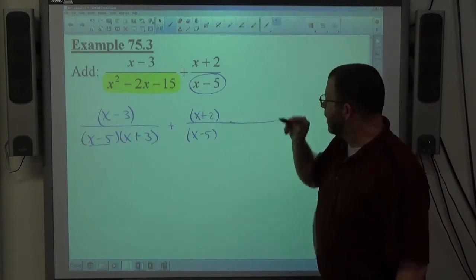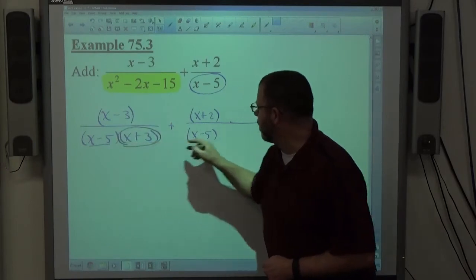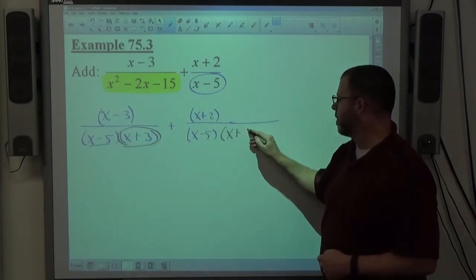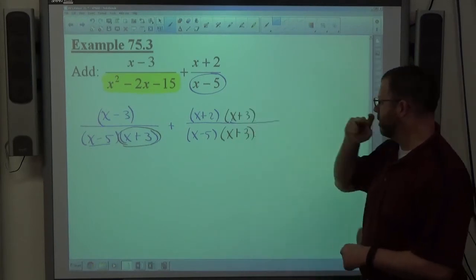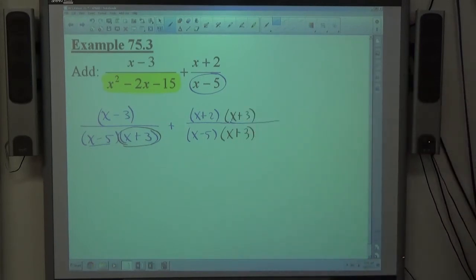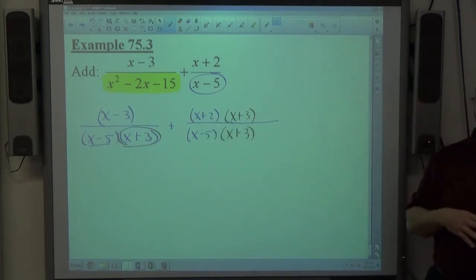And what I can see here is x minus 5 already matches. This has an x plus 3 that this doesn't. So this needs an x plus 3 on the bottom, so we have to put an x plus 3 on top. Now looking at the top, as far as simplification is concerned, there is a binomial being multiplied by a binomial here. That requires me to do a little FOIL, right?